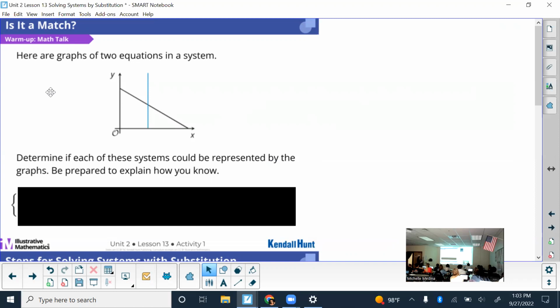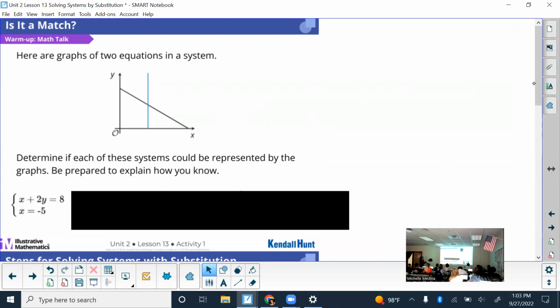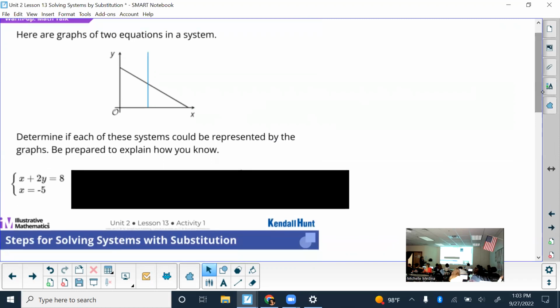So in this one, we have graphed the two equations that are in a system. You're going to determine if each of these systems, which I'll show you one by one, could be represented by the graph. So here's the first system: x plus 2y equals 8 and x equals -5. Do you think that this picture of the graph could be represented by that system?